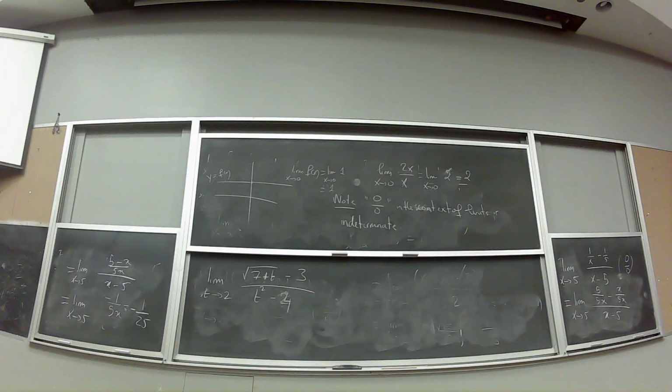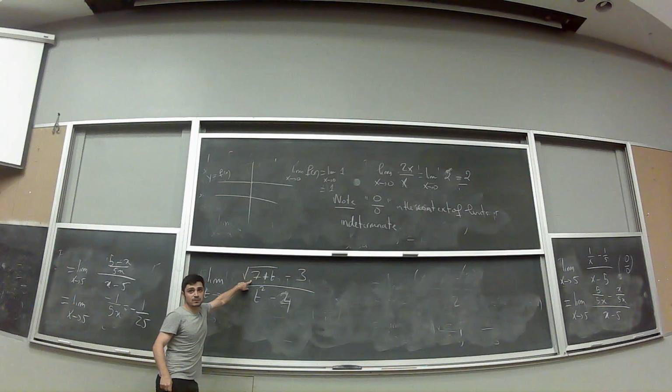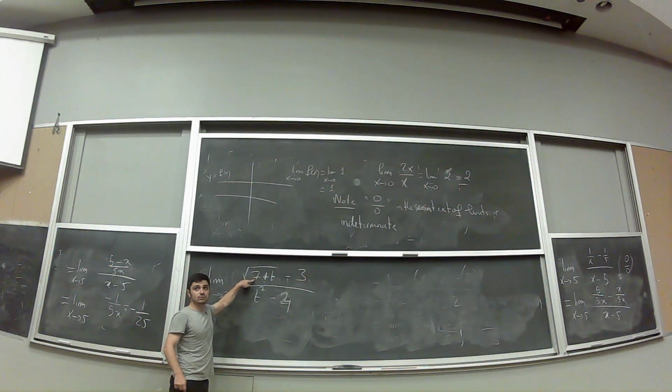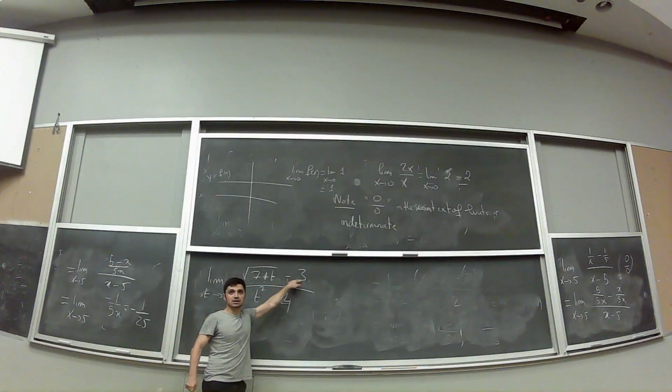Awesome. First thing, what do I try to do? Plug in. On top, what do I get? 7 plus t, so I can plug in. 7 plus t is a polynomial. Do you agree? So when t is 2, what is 7 plus t? The limit? 9. So the root of 9 is equal to 3.